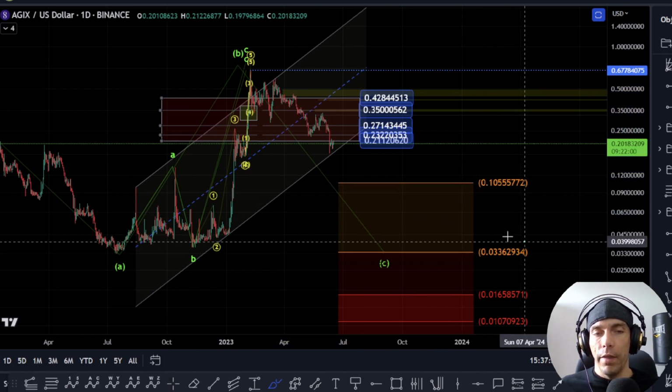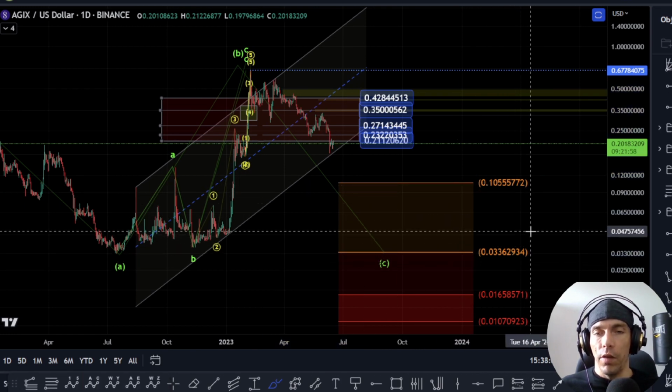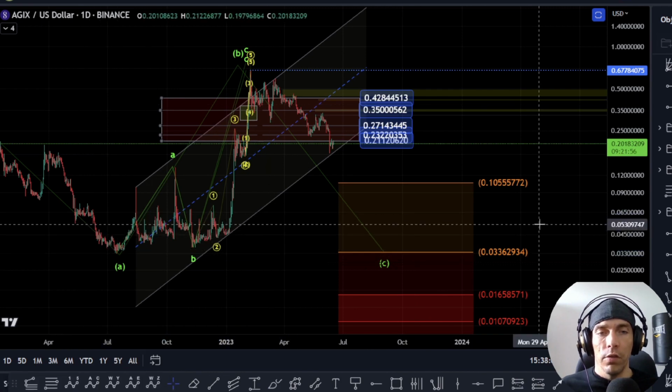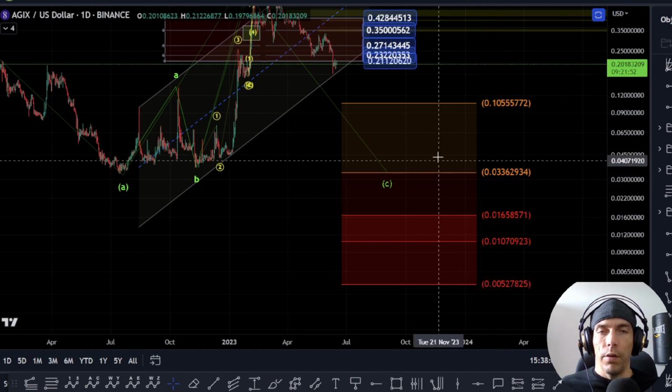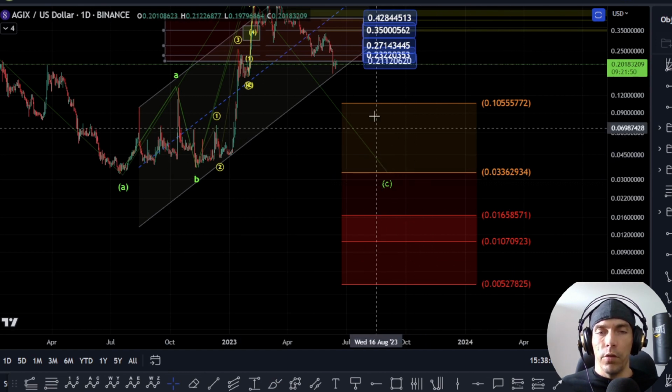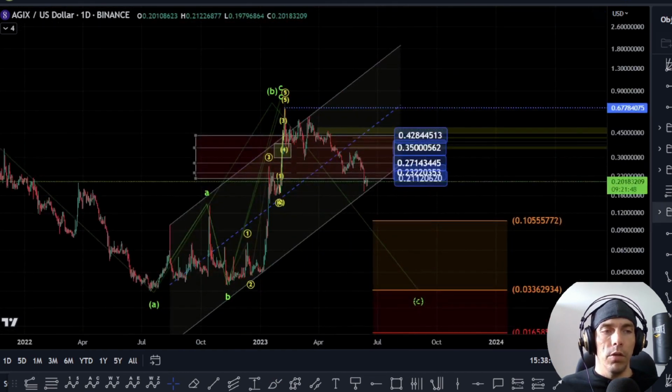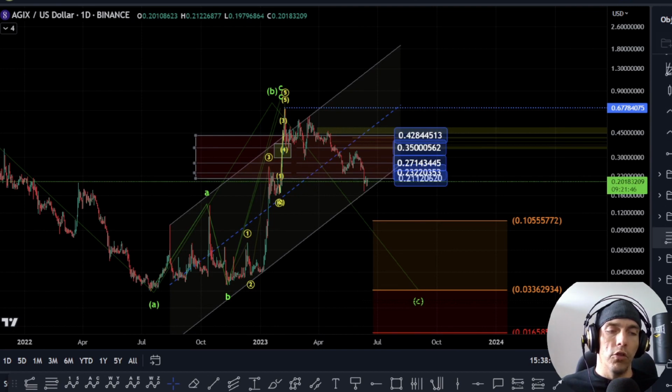Now, this would be a minimum requirement of this as a structure to the downside, but it would be more likely that we'd actually see one of these lower targets. If we start to break down below these lows, what we'd be looking for is this 0.165 to this 0.052 region. So we'd be looking for this bigger push to the downside. So with that said, we're going to go over the bullish count now.